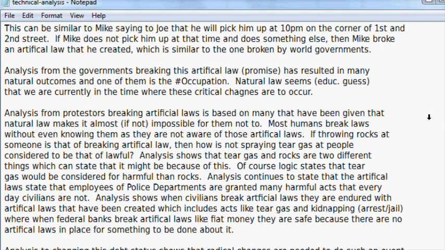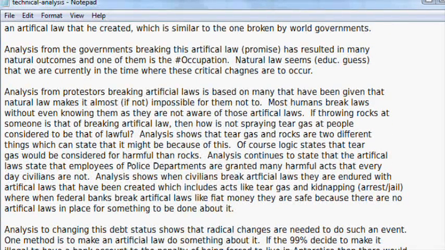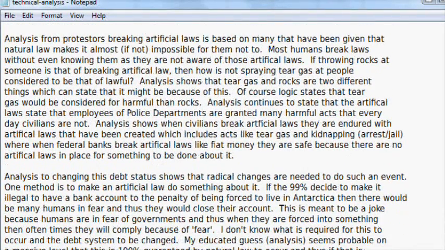Natural law seems, and this is an educated guess, that we are currently in the time where these critical changes are to occur. Thus, if that's natural law, there's nothing we can do to stop it, and it's an educated guess. Analysis from protesters breaking artificial laws is based on many that have been given that natural law makes it almost, if not impossible, for them not to.